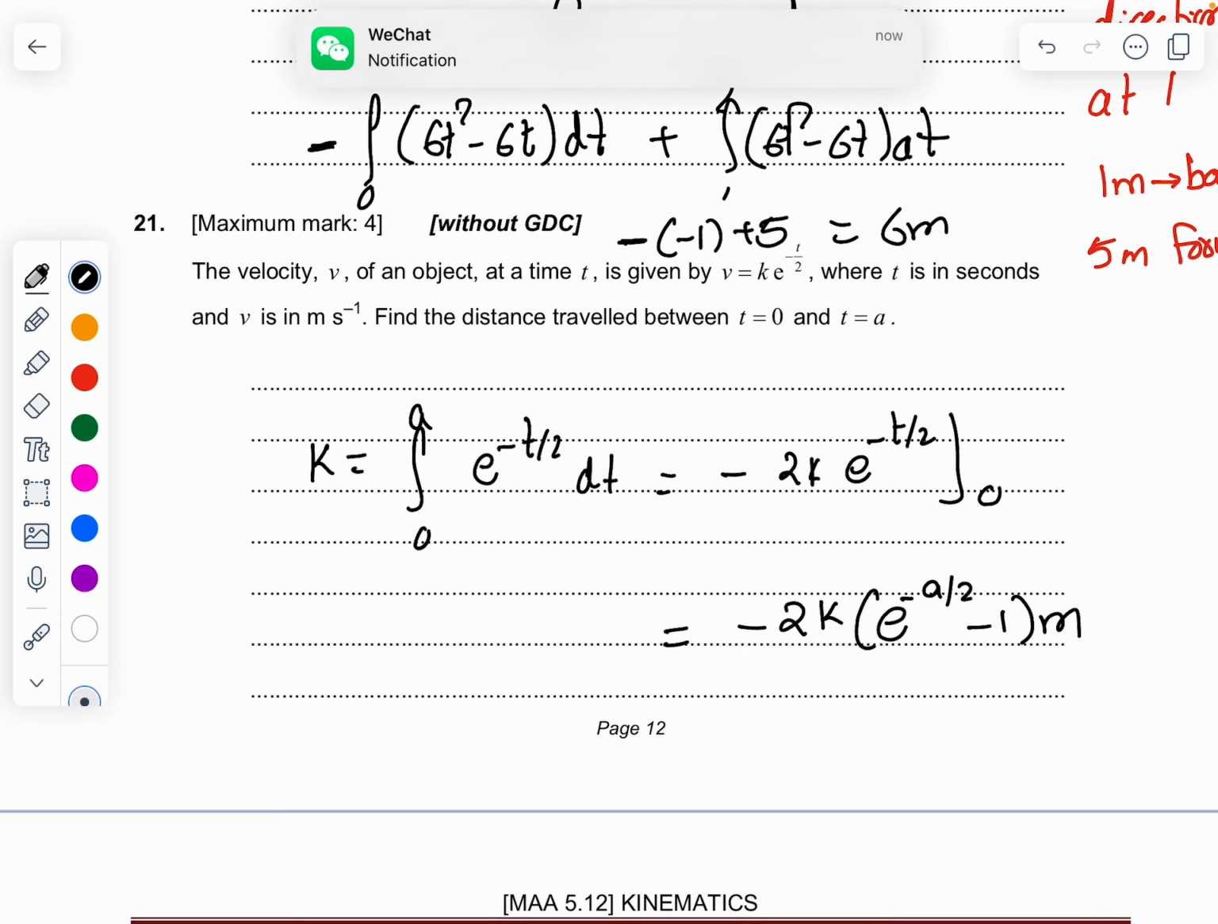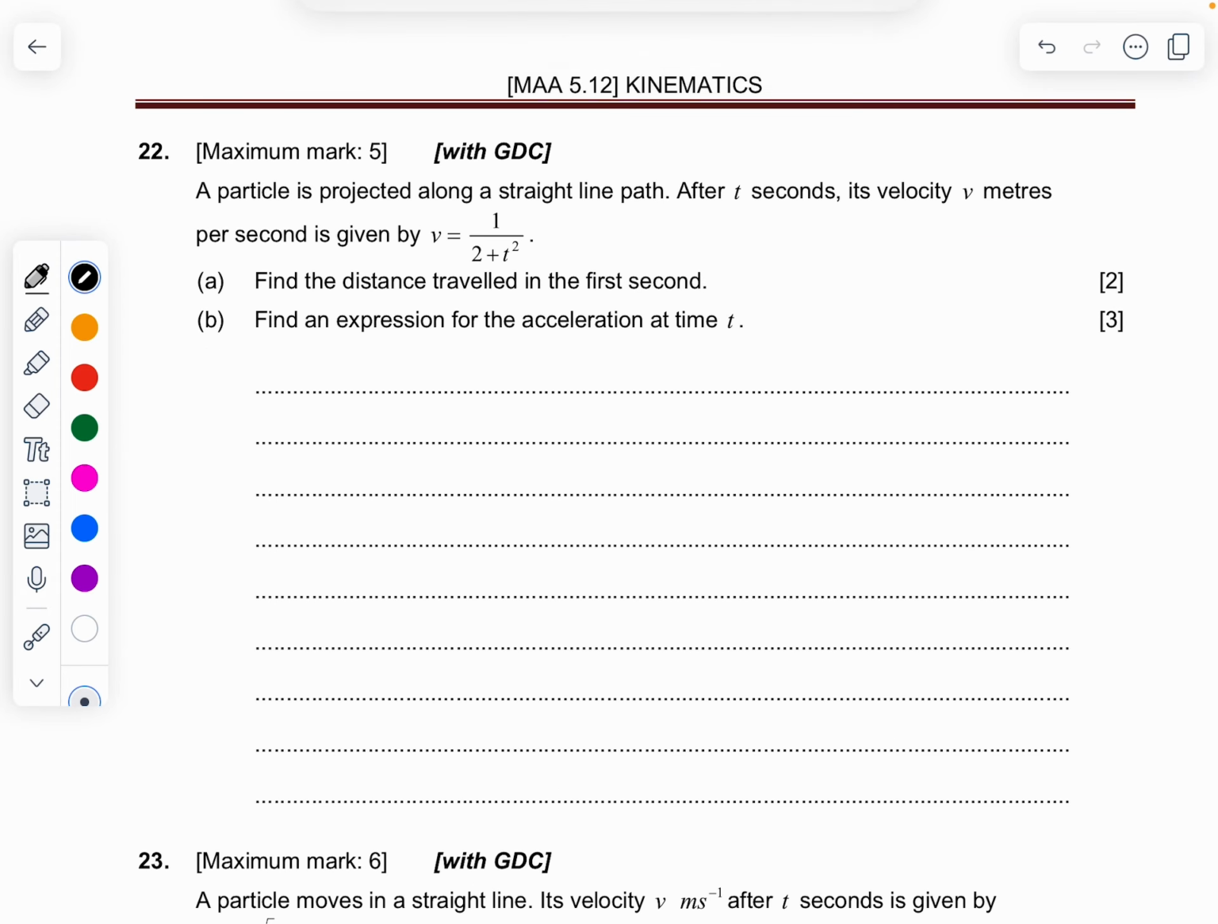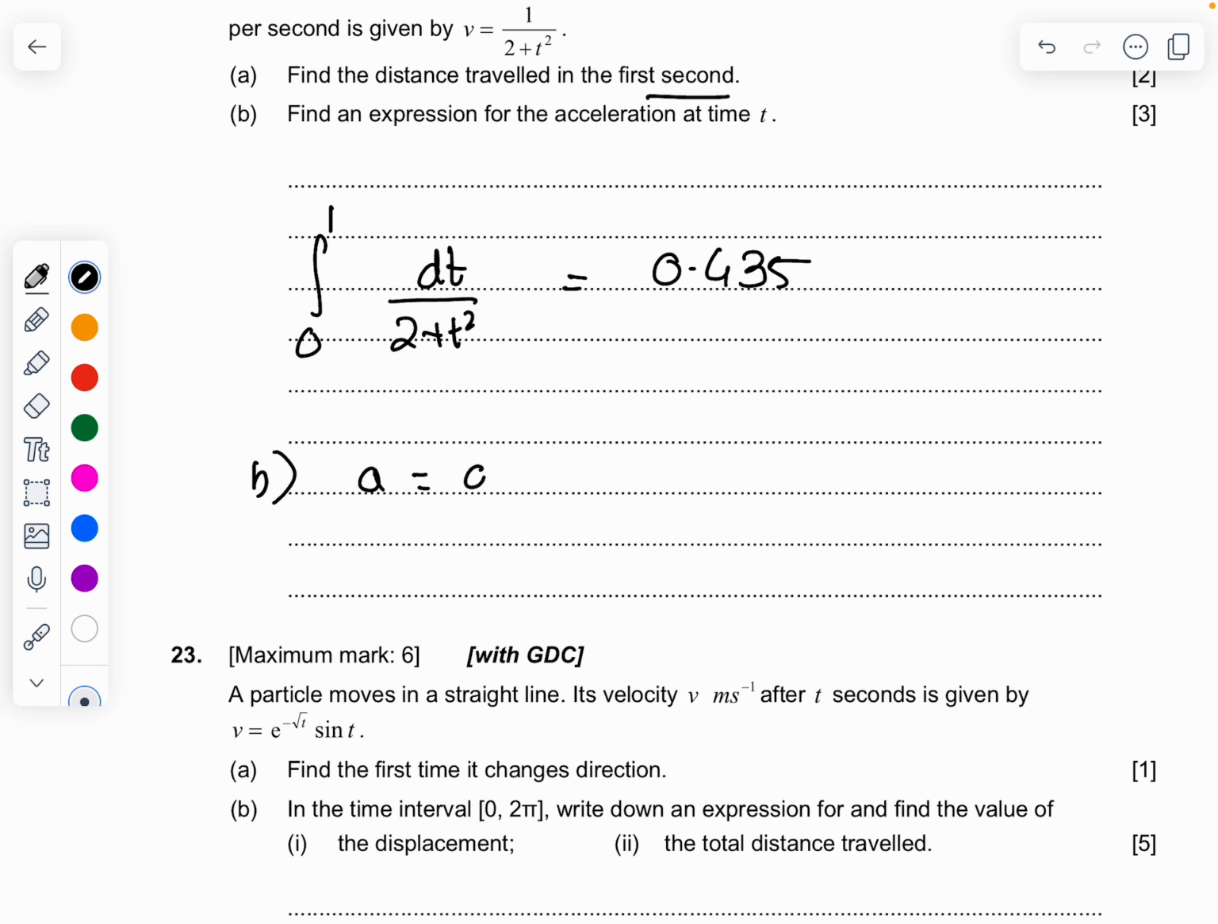Question number 22. A particle is projected along a straight line path. After t seconds, its velocity is given. Find the distance traveled in the first 2 seconds. So, the first second, integral 0 to 1 of dt upon 2 plus t square. Use the calculator, you get 0.435. Find an expression for the acceleration. Acceleration is dv by dt, which is going to be minus 2t by (2 plus t square) whole square.